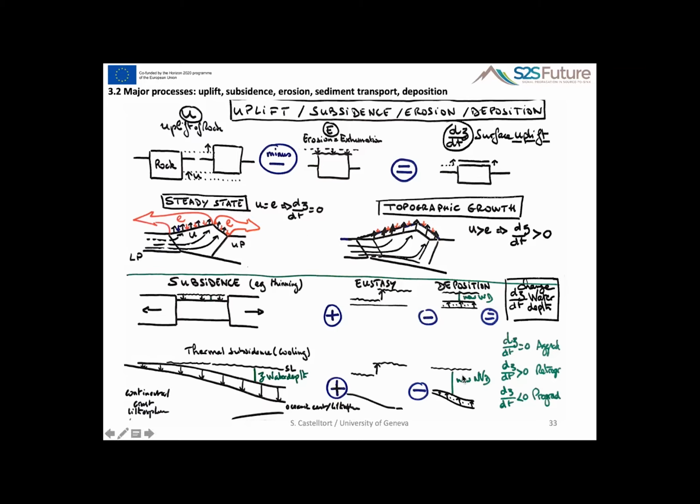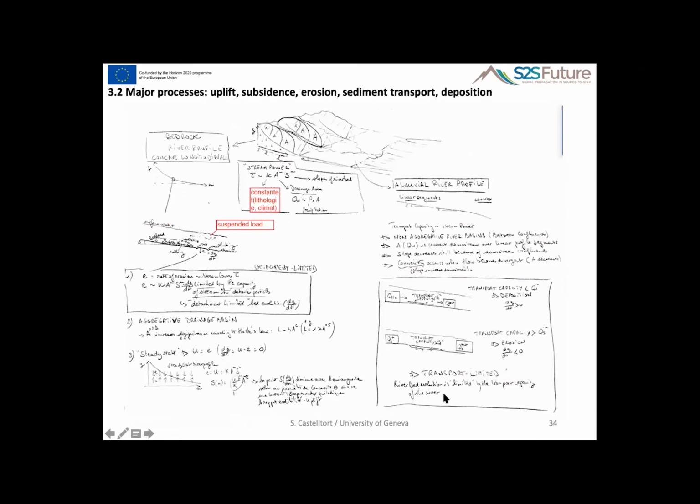We can make the same reasoning for deposition, but this will be dz over dt. Here, I think, will be the aggradation, retrogradation, and progradation. But we can do that another time, because I would like to switch to this slide, which is not finished, obviously.